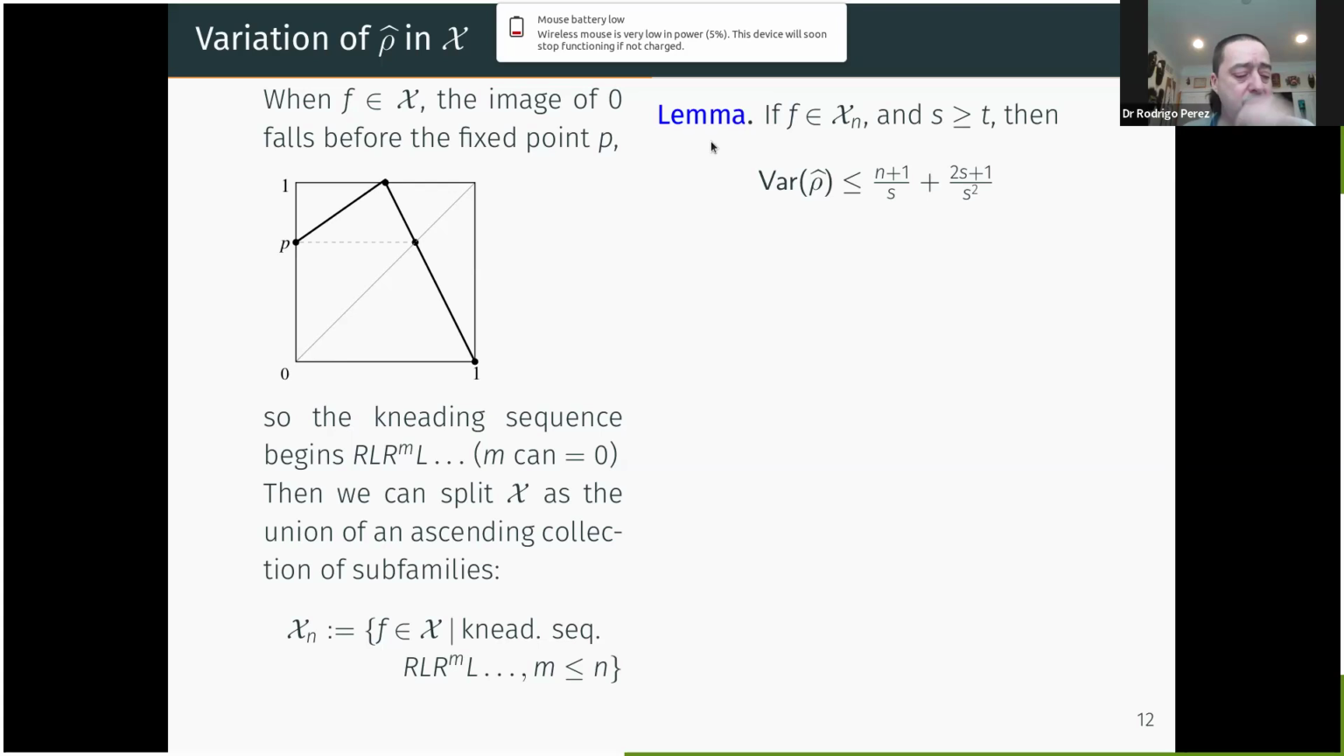We use that to prove the following lemma, which is basically the key to the computation. If our tent map is in the space Xn, then the variation of the absolutely continuous measure is less than this formula, which depends on n, but also depends on the slope.